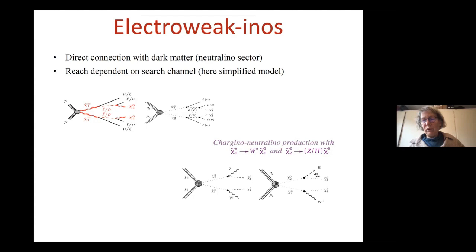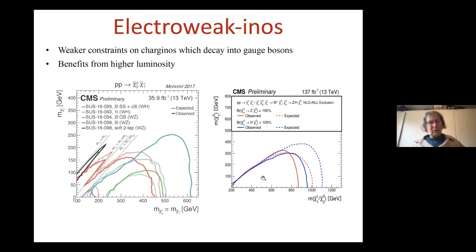So these are the processes that can be hard, that basically have the weakest constraints. So these are two results for the search for chargino-neutralino at the LHC. This one on the left is from 2017, and the one on the right is for the full luminosity of run 2.